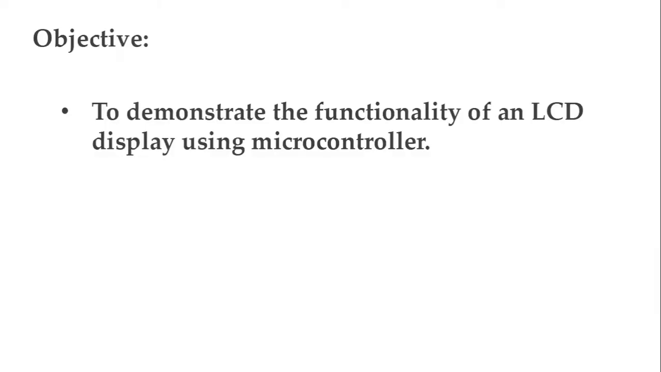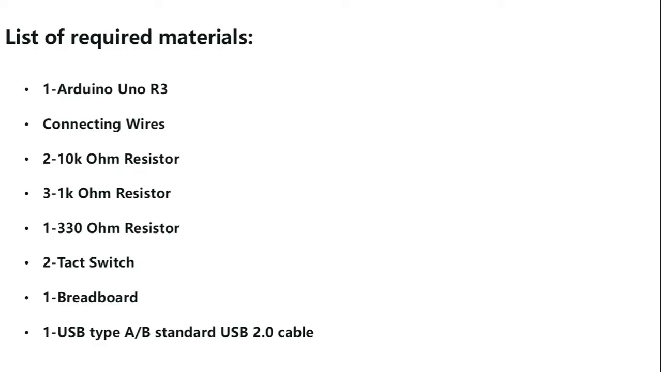The objective of this video is to demonstrate the functionality of an LCD display using a microcontroller. The list of required materials is: one Arduino Uno R3, connecting wires, two 10 kilo ohm resistors for biasing the tact switches, three 1 kilo ohm resistors, one 330 ohm resistor, two tact switches, one breadboard, and one USB type A and B standard USB 2.0 cable for the connection of the Arduino to the laptop.